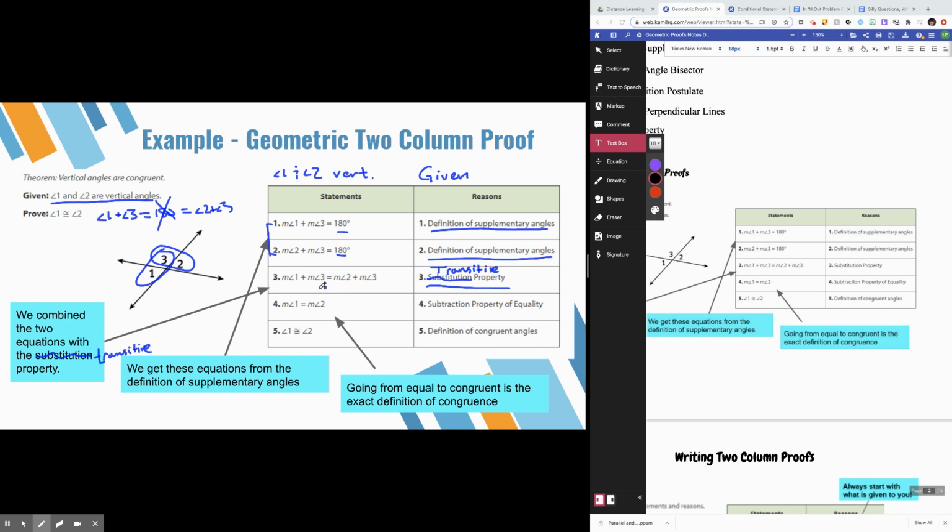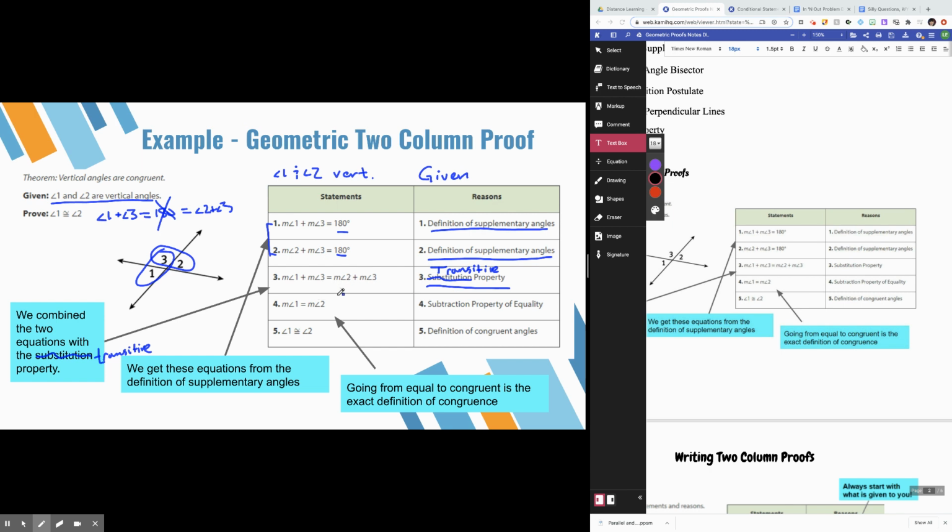So again, the end goal is to get an equation where you have angle 1 is congruent to angle 2. So you have to kind of figure out, okay, how am I going to get there? Like, what relationships do I know, or what things can I use from the picture that I know that will help me write an equation? Because I didn't start with one. Okay, so essentially what we did is we combined steps 1 and 2 together into one equation using the transitive property to get to this third equation, this third statement right here.